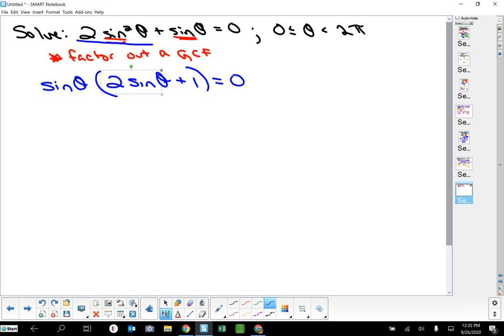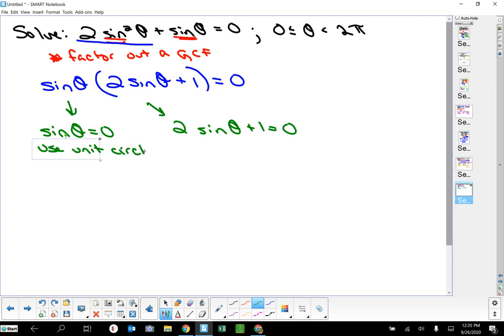And then I'm going to set each factor equal to 0. So this guy, and then this guy, and this actually is ready to be solved. Sine of theta is 0 at 0 and pi. So again, use your unit circle. And theta equals 0 and pi.